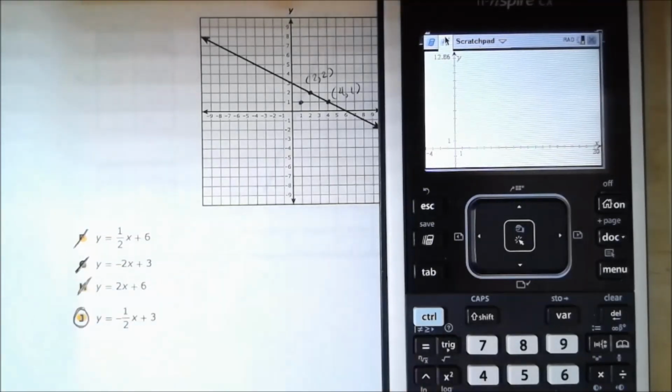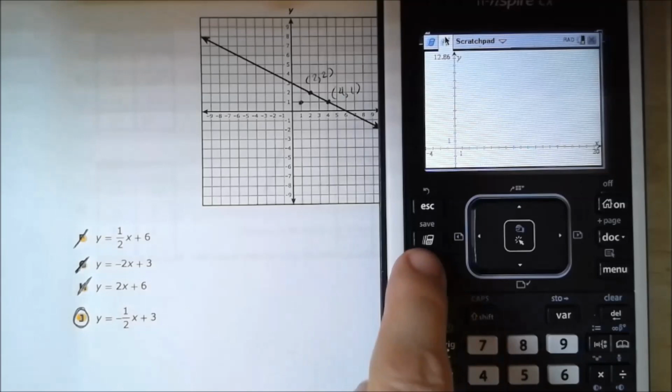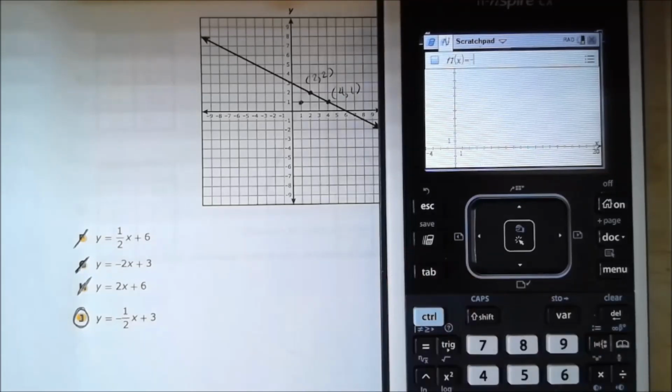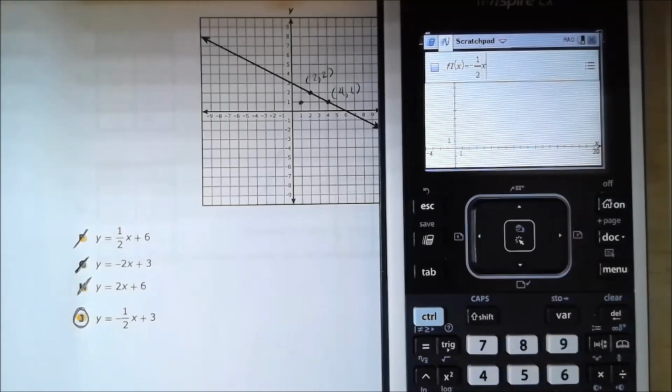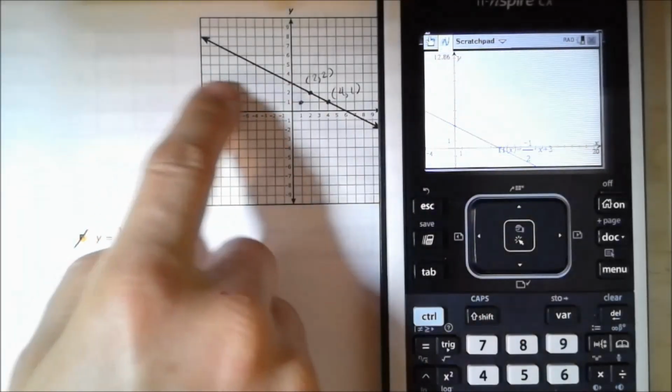And we're going to confirm that's our answer by putting it into our calculator. Let's hit tab. We're going to put negative, Control divide, and we'll put our 1 over 2. And then we'll put our x and plus 3. Hit enter. Okay, this graph looks like this graph.